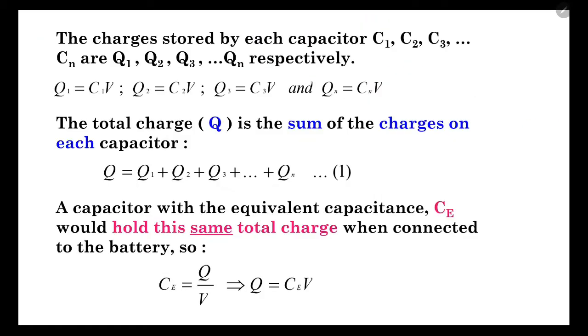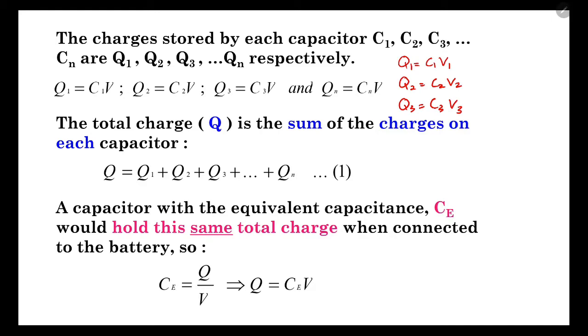Alright, so next, the charges stored by each capacitor C1, C2, C3, Cn are Q1, Q2, Q3, Qn respectively. So we have Q1 equal to C1 times V1, and then Q2 equal to C2 times V2, and Q3 equal to C3 times V3.